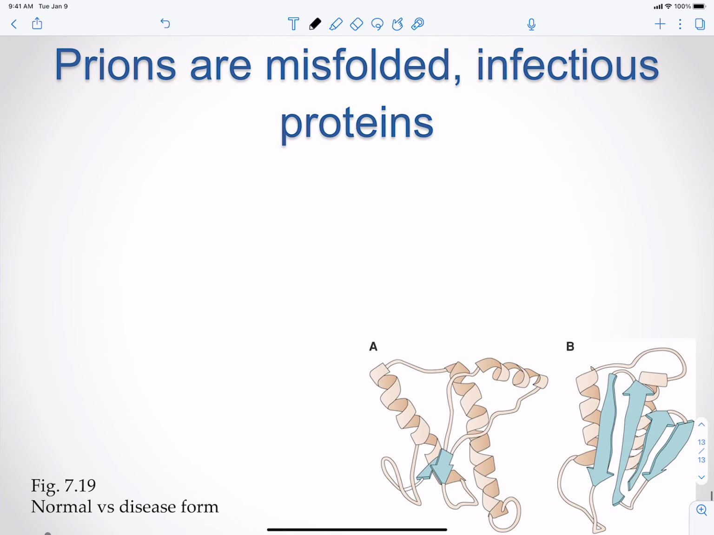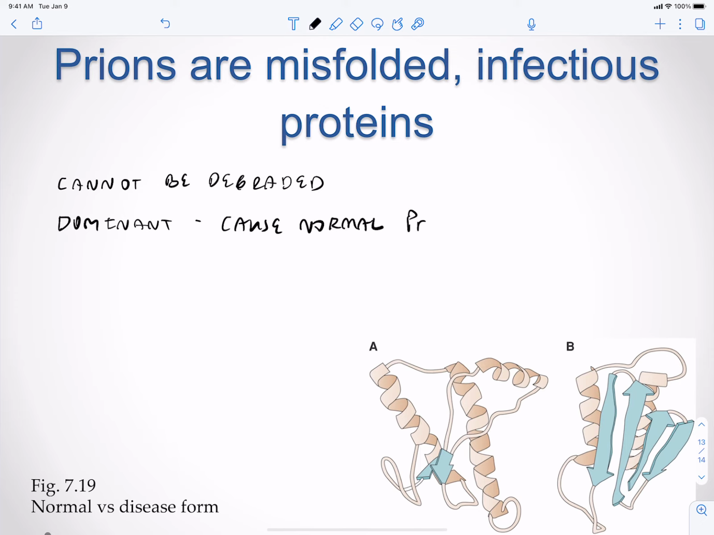And then finally, let's just talk very briefly about prions. Prions are misfolded, so-called infectious proteins, and they cannot be degraded. These proteins are dominant. They cause normal prion proteins to misfold. Prion proteins are in our brain, in everybody's brain, and they're thought to be important in the synapse, so the sending of neurologic signals.